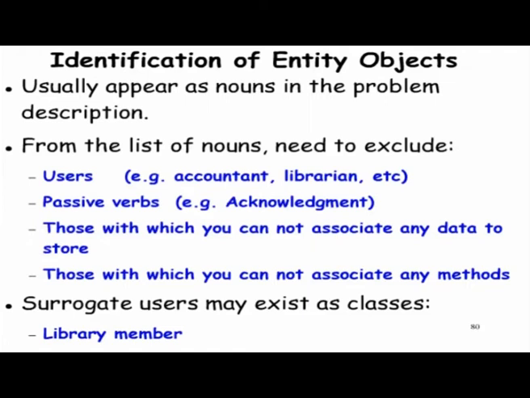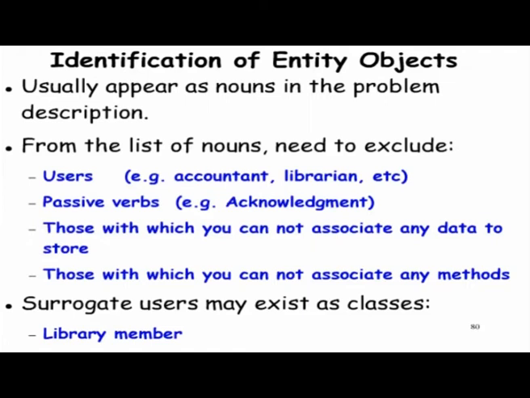We read through the description, the requirements document, and we find all nouns. So, this is called noun analysis for entity object identification. We identify all nouns, and then the nouns that describe the user are excluded. Passive verbs are also excluded, and also those nouns which are neither users nor passive verbs, but we cannot associate any data with them, we also exclude them. They are just attributes.